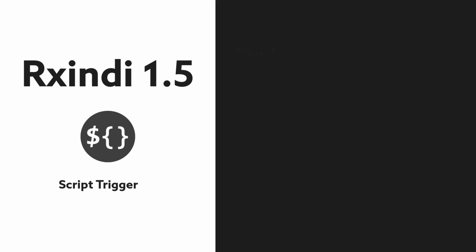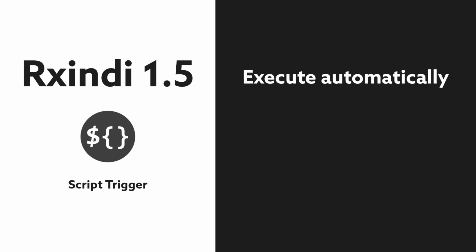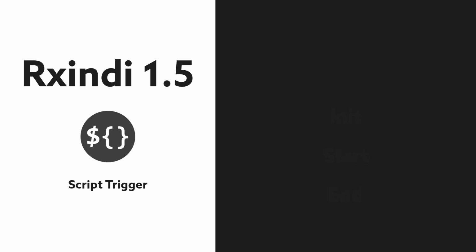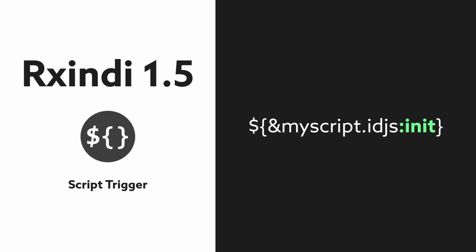A major new feature is the ability to execute scripts automatically at certain fixed stages of the processing run using so-called triggers. There are 3 such triggers available: init, start, and end. To run a script on a trigger, you specify the name after the script name, separated by a colon character.